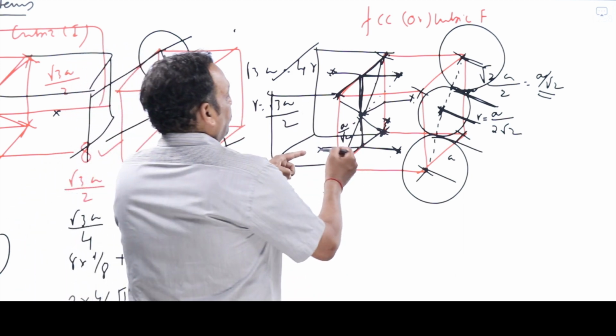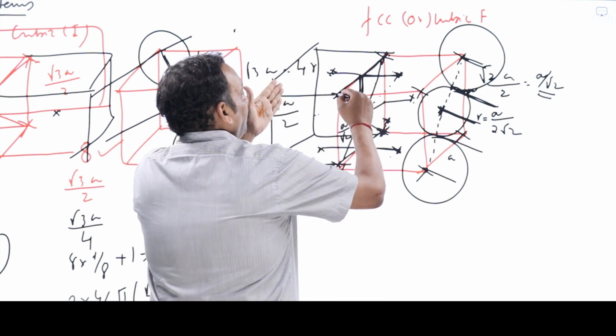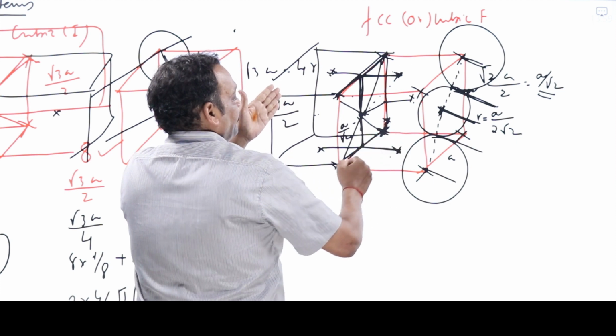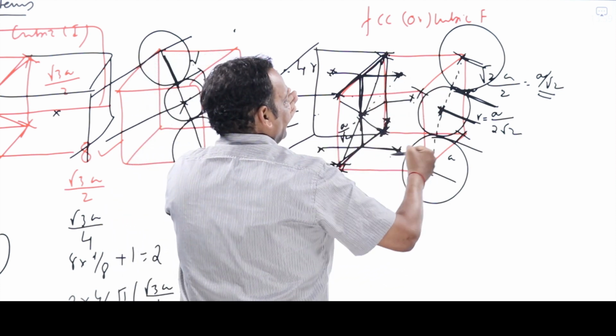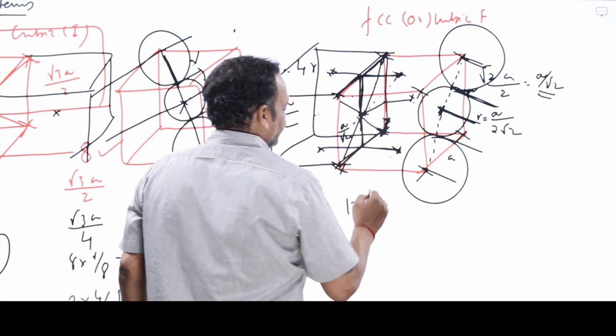Right? Totally how many? 1, 2, 3, 4. 4 lattice points on this unit cell, 4 lattice points on the 4 corners, and 4 face-centric lattice points in this unit cell. Totally, right, 12. Coordination number is 12.